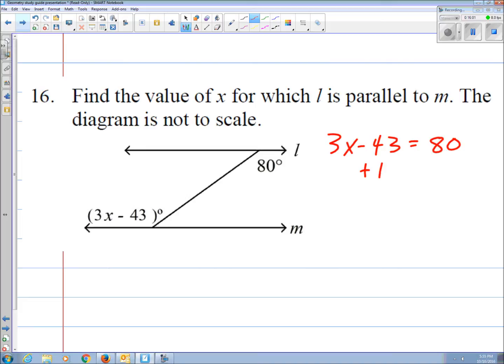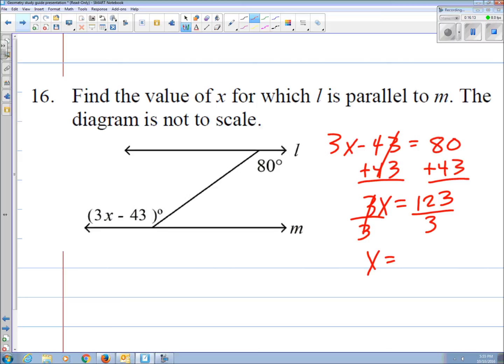Then we just go and solve this one. So we add 43 to both sides. So that's 3x is equal to 123. And then we can divide both sides by 3. That'll give us x is equal to 41. So if x is equal to 41, then those two lines are parallel.